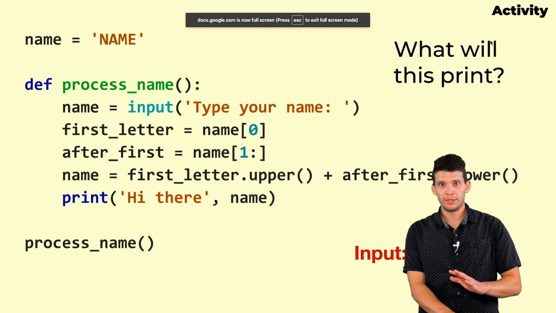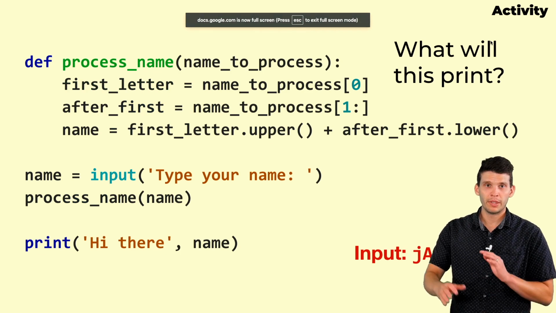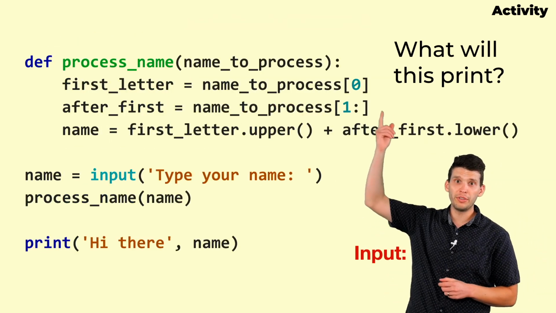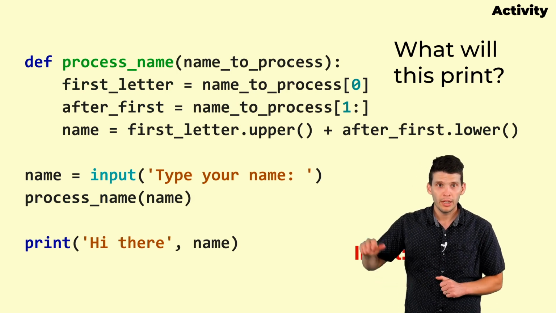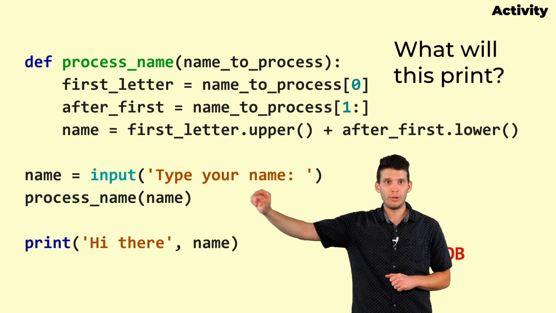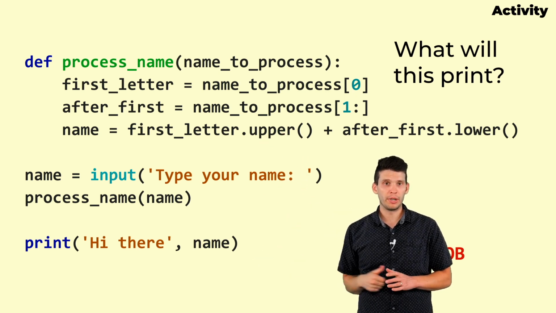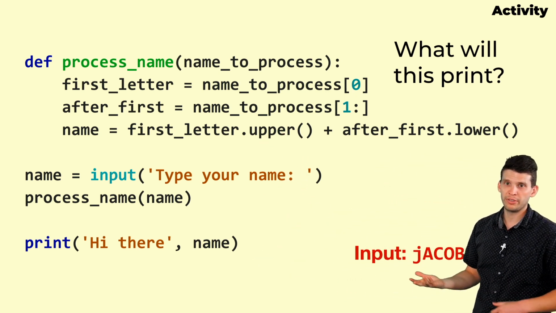Now, another change. So pay close attention. So now there's a process name function. Well, I guess I should say there's still a process name function, and this time it actually has a parameter. So we ask for input from the user, we pass in a name, do some processing, and return, and then print. So what will this print out for that same input there?